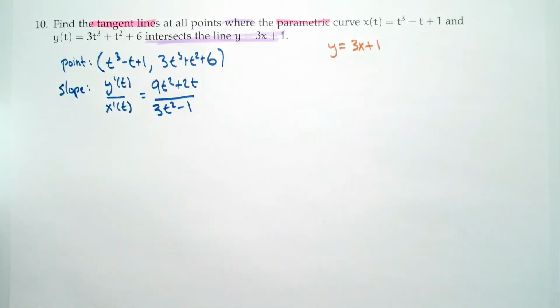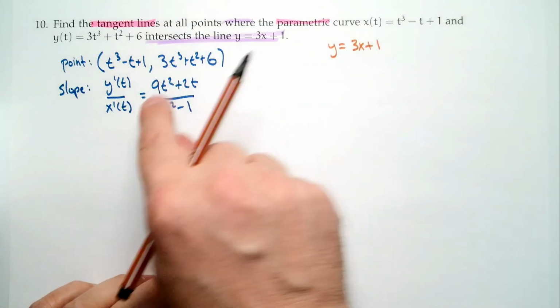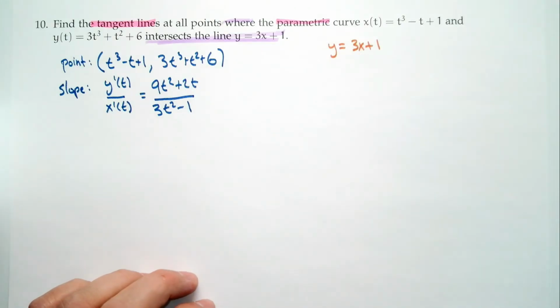Now, at first it might seem like this is going to take a lot of time. We just got to guess and check, and maybe we'll get lucky. But we don't want to guess and check. We want to be sort of systematic. So what can we do now to figure out what the right t is? Well, we don't want to set our slope equal to 3, because that would find where we're parallel to this line, not where we intersect this line.